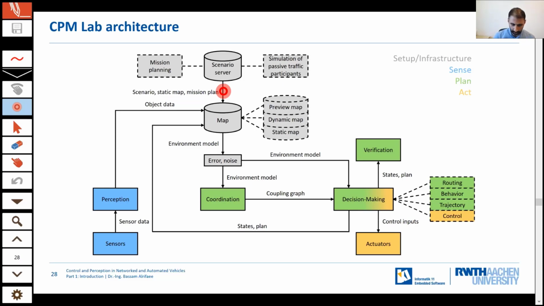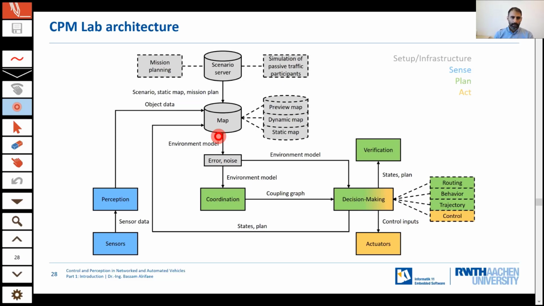So what we get here, to be complete, from the scenario server is the scenario, static map, and mission plan. What we also have in the infrastructure is a module which adds errors and noise to the signals to be more realistic than just in the lab.